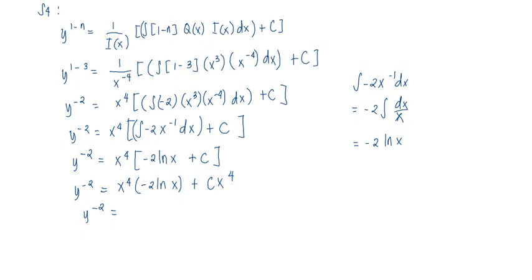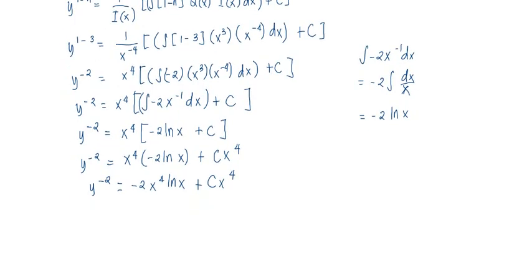This can still be rewritten. We could have y raised to negative 2 equal to negative 2x raised to 4 ln x plus cx raised to 4. So 1 over y raised to 2 is equal to cx raised to 4 minus 2x raised to 4 ln x.